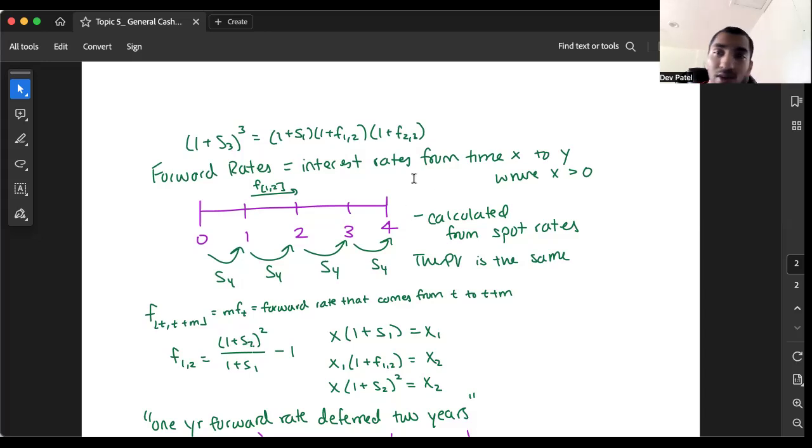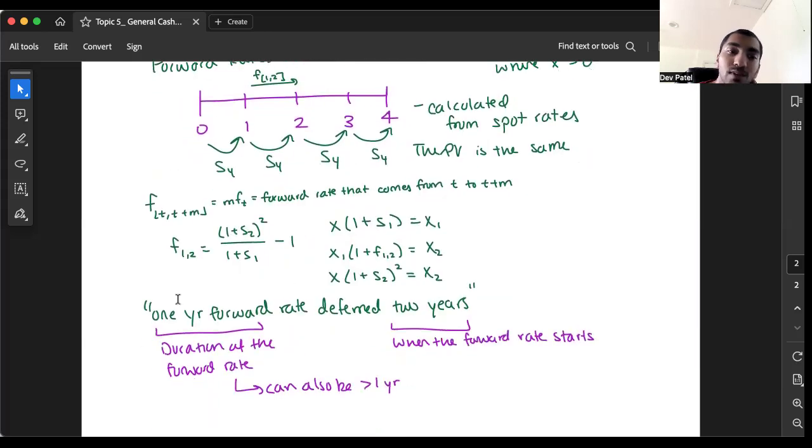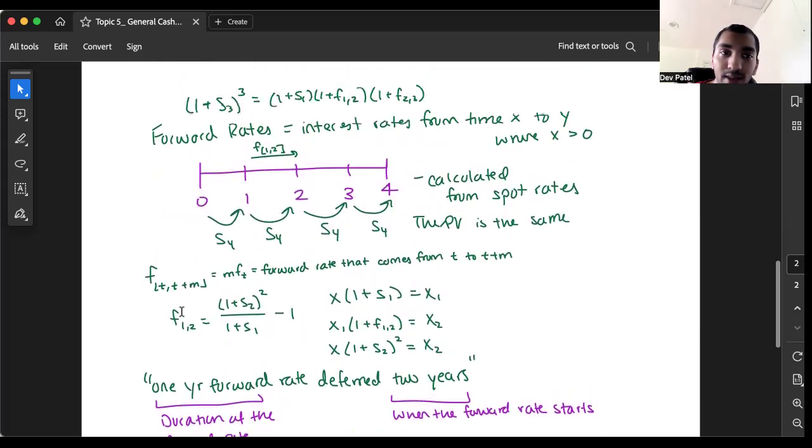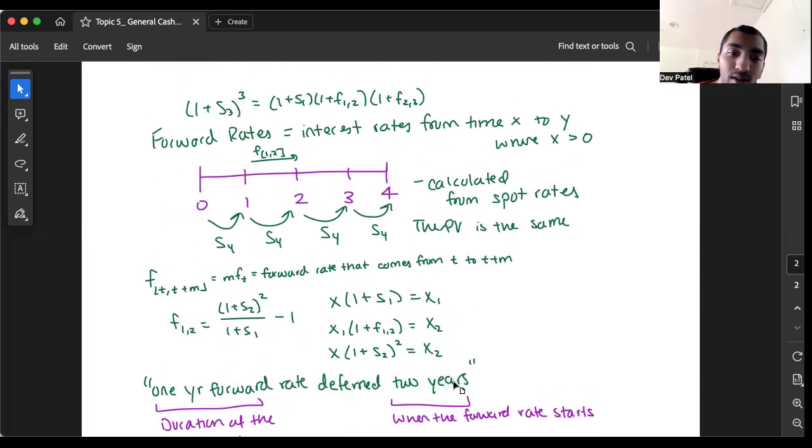So essentially, this is the entire idea: we can use spot rates to calculate forward rates, and forward rates are essentially when we want to go from one time period that's not 0 to another time period in the future. The wording that you'll hear is 1 year forward rate deferred 2 years. So 1 year forward rate is the duration of the forward rate, and deferred 2 years is when the forward rate actually starts. In this example, the forward rate would start at time period 2, and it will end at time period 3.